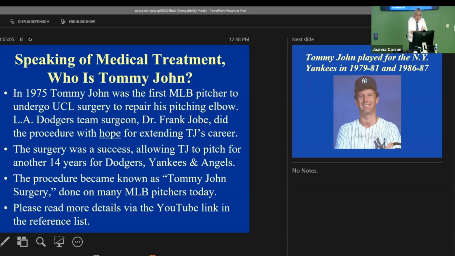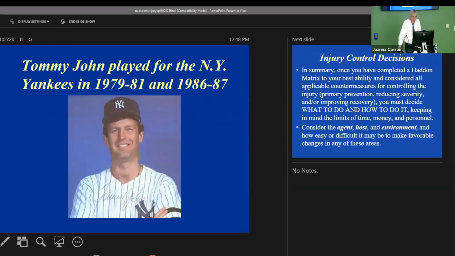So what's happening now in 2025, in the last decade or more, is lots of pitchers are getting so-called Tommy John surgery. So Tommy John is the name of the player who first got it. Should be called Frank Jobe surgery, I think. Tommy John played for the Yankees and several other teams.